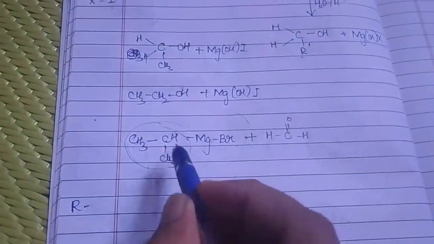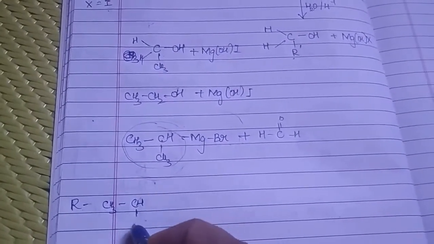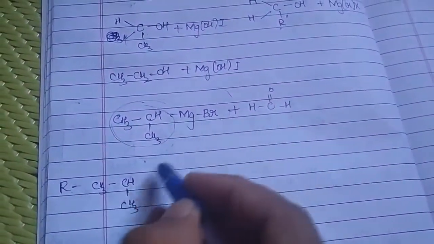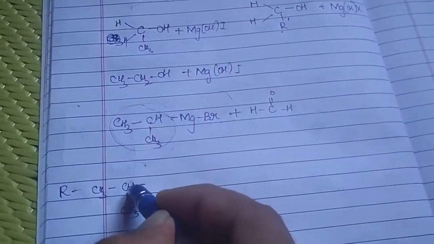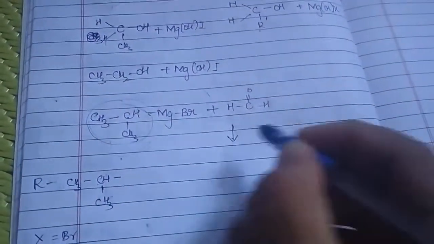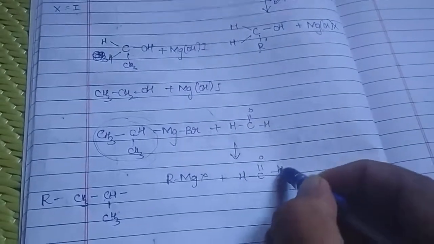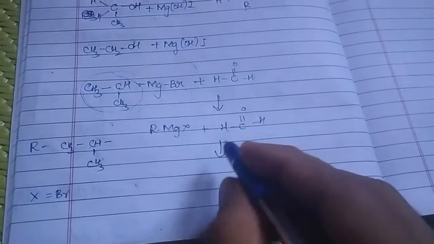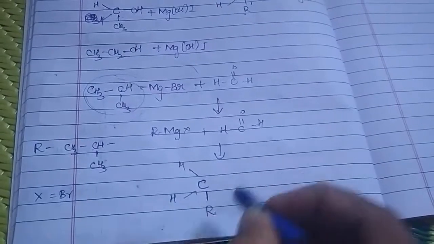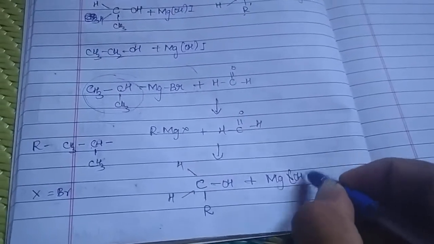So it will be in RMgX form. So R is CH3 CH CH3, and you should remember where the bond is. R has MgBr attached to this CH group. So this is my R. What is my X? Br. So I know that when I do my general reaction RMgX plus HCHO, I get a primary alcohol. That means C attached to two hydrogens and one R with an OH, plus MgOH and an X.